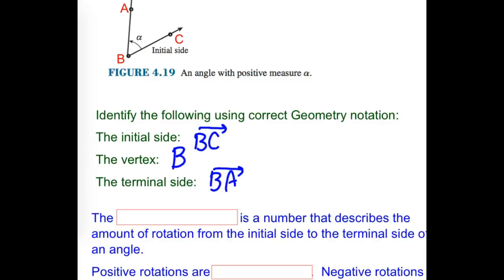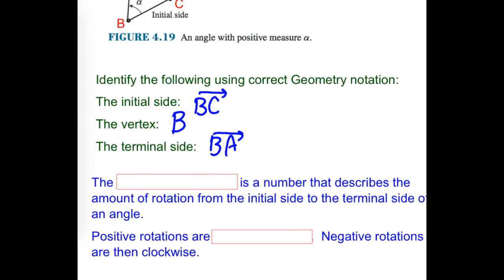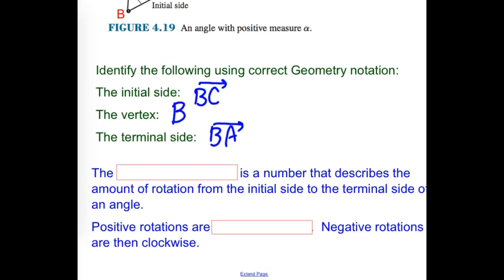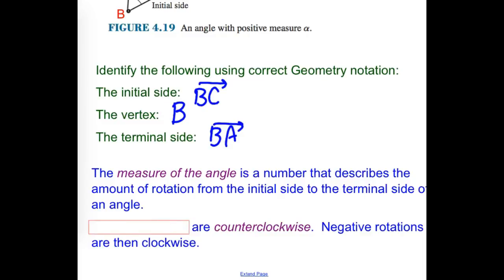Okay, so you're going to see some of that notation, just how we label angles and triangles as we go through here. Our first few slides have a lot of review material from the first part of this chapter, so we're going to go through it kind of quickly. The measure of an angle is the number that describes the amount of rotation from your initial side to your terminal side. Okay. What two types of systems do we have for measuring angles? Degrees and radians. Okay. Positive rotations are which direction? Counterclockwise. And then negative rotations are clockwise.